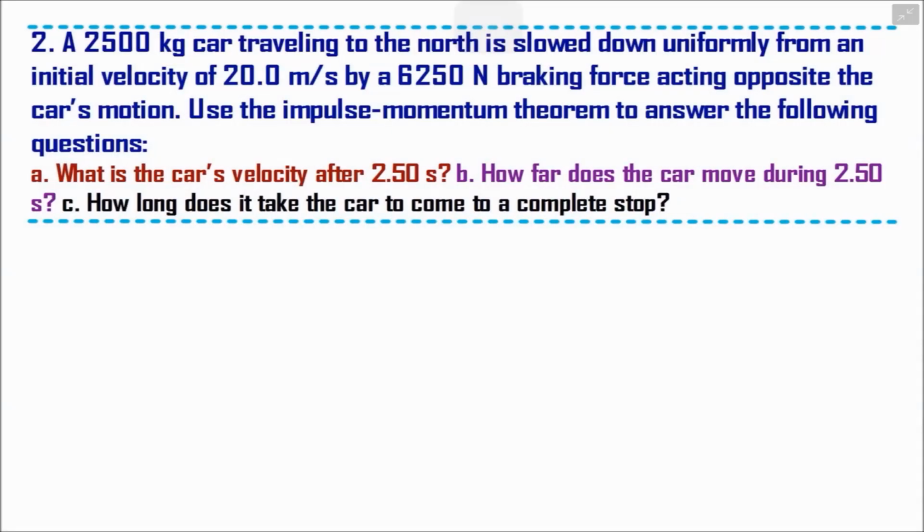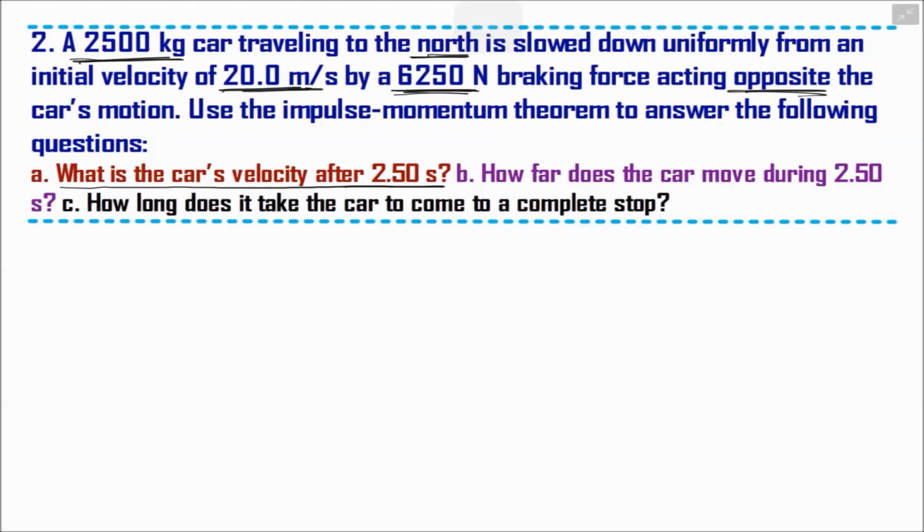Hello, welcome everyone. In this question it says a 2,500 kilogram car traveling to the north, so positive direction, is slowed down uniformly from an initial velocity of 20 meters per second by a braking force of 6,250 acting in the opposite direction of the car's motion. Use the impulse-momentum theorem to answer the following questions. At part A it says, what is the car's velocity after 2.5 seconds?